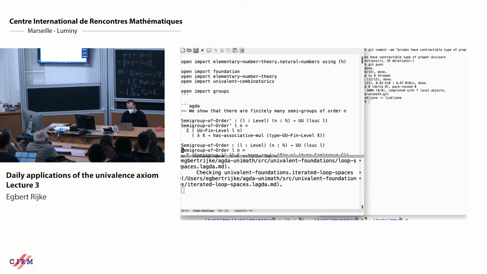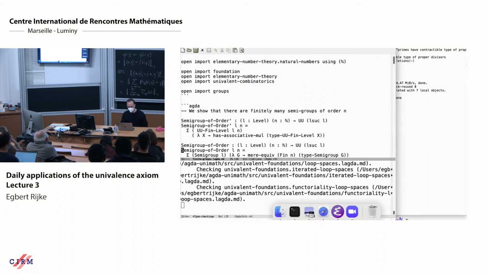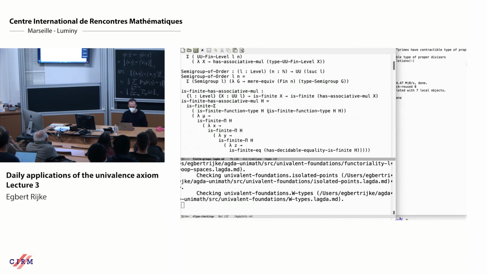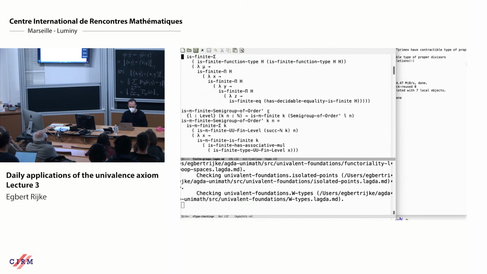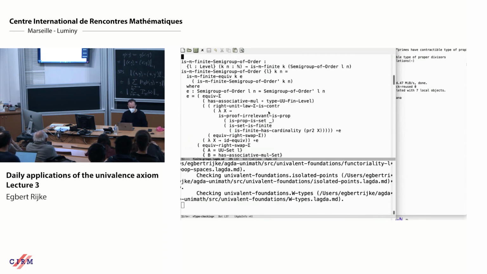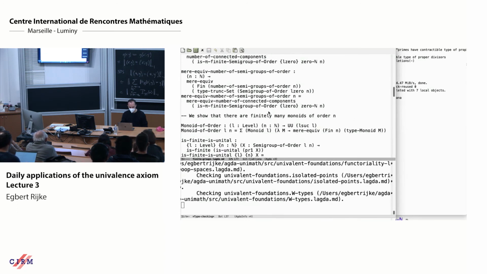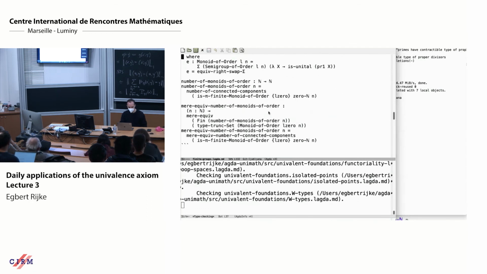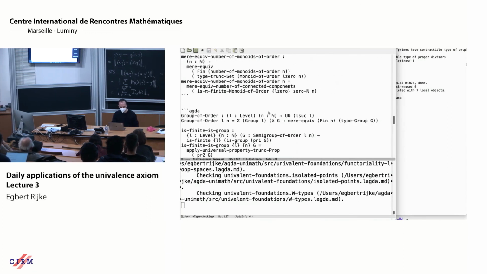The code doesn't show so nicely. Okay, so this code just goes through the semigroups first and then to the group. This might take a minute. So the same is done for monoids, a number of monoids of order n.